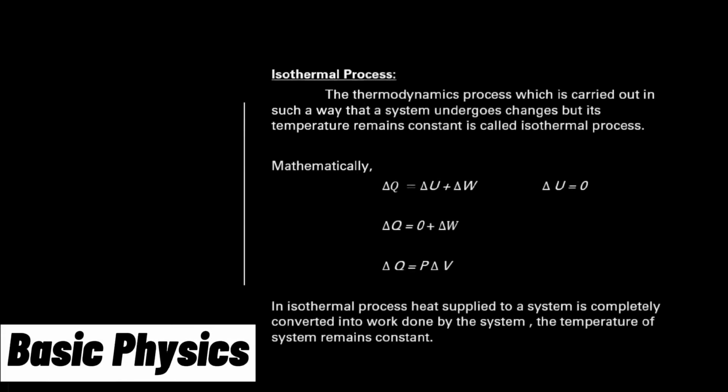Isothermal process. The thermodynamic process which is carried out in such a way that a system undergoes changes but its temperature remains constant is called isothermal process. In isothermal process the temperature is constant, so the change in internal energy is zero, and all of the heat is converted into work done by the piston. Then according to first law, delta Q is equal to P delta V.